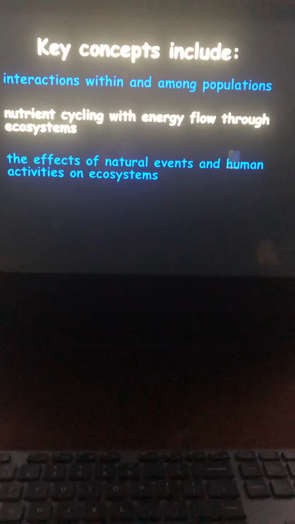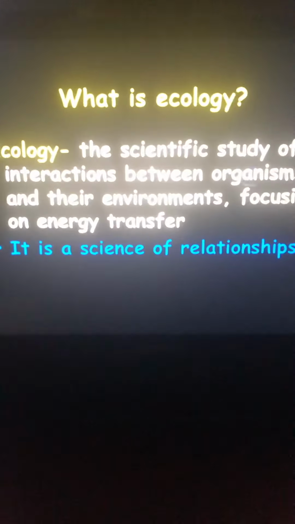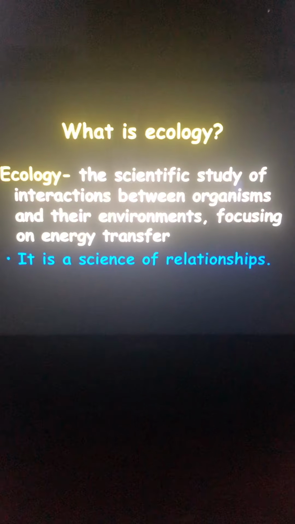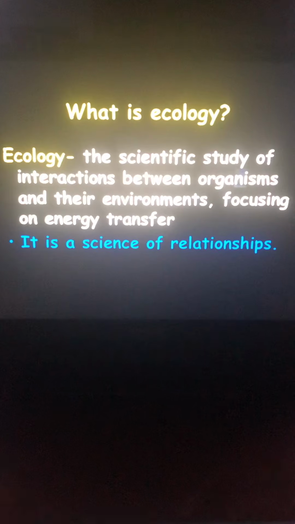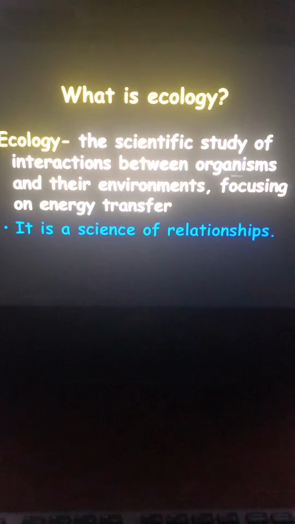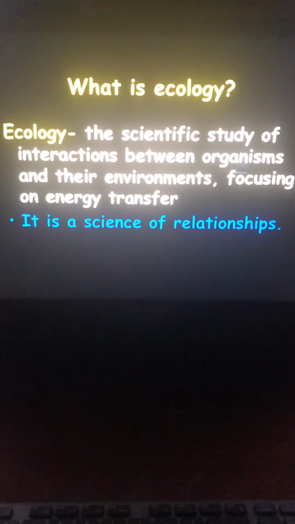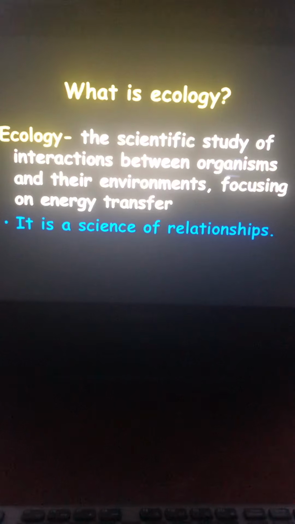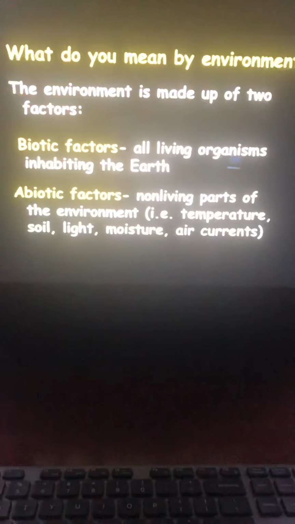Okay, so the key concepts include interactions within and among populations, nutrient cycling with energy flow through ecosystems, and the effects of natural events and human activities on ecosystems. What is ecology? Ecology is the study of interactions between organisms and their environment, focusing on energy transfer. It is a science of relationships. Basically, it's the relationships not only between living organisms, but also between non-living things.